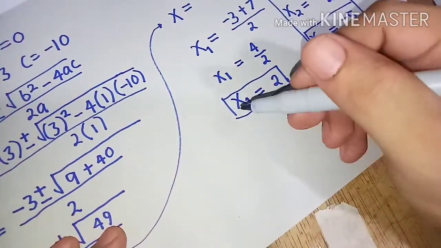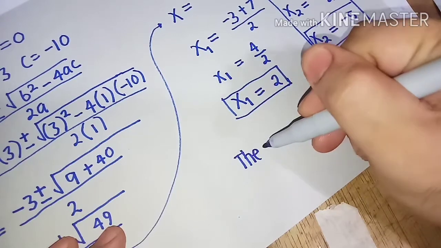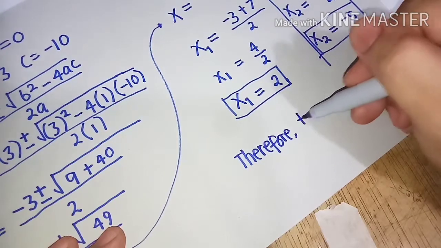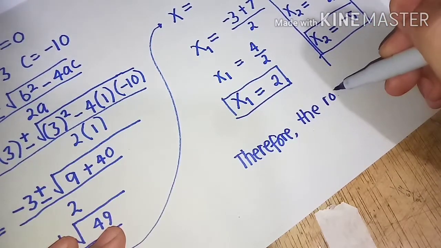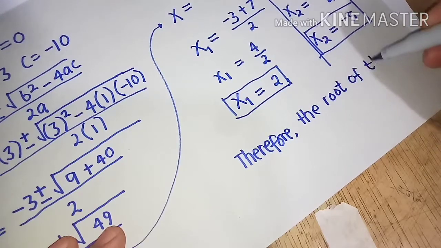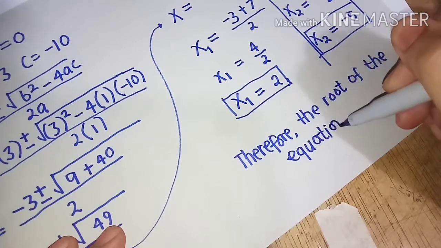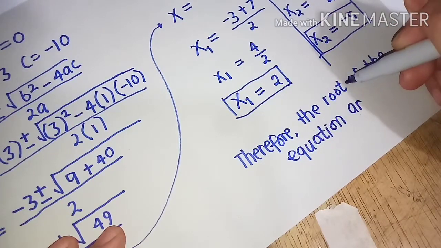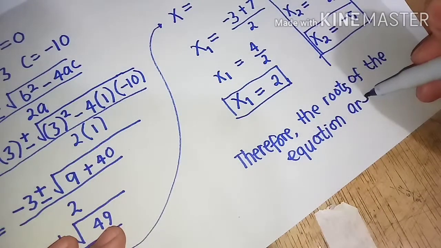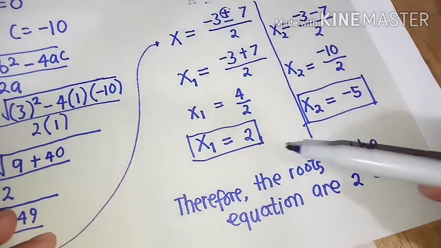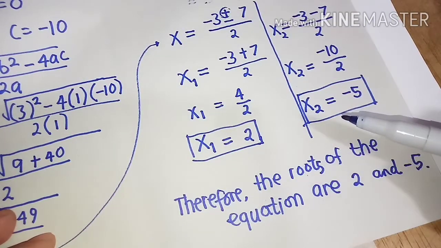Then write the conclusion here. Therefore, the roots of the equation are positive 2 and negative 5. So that is our answer. Our x sub 1 is positive 2, our x sub 2 is negative 5.